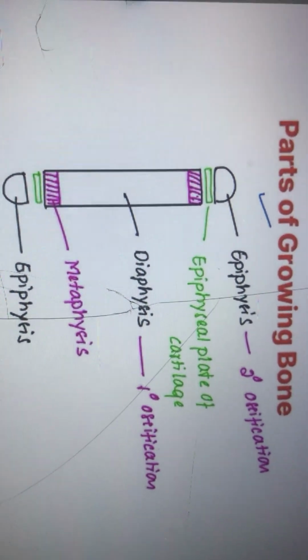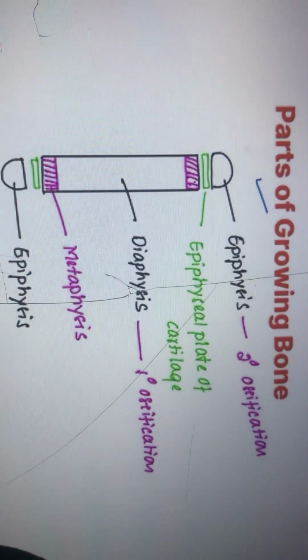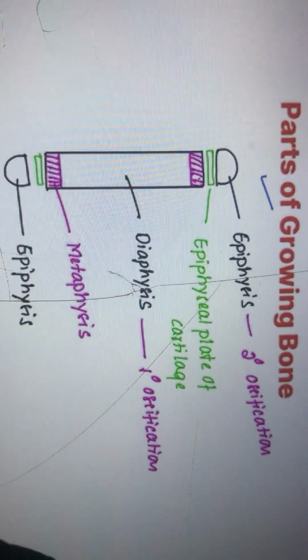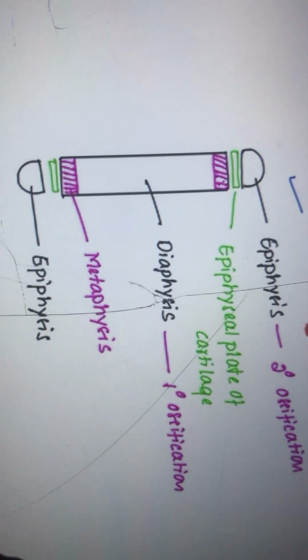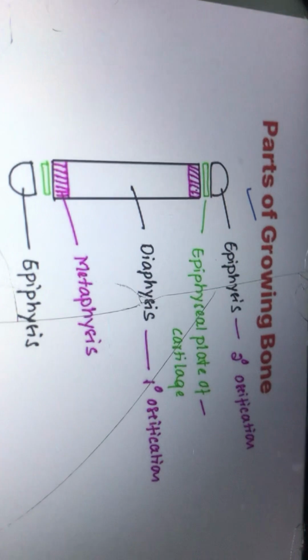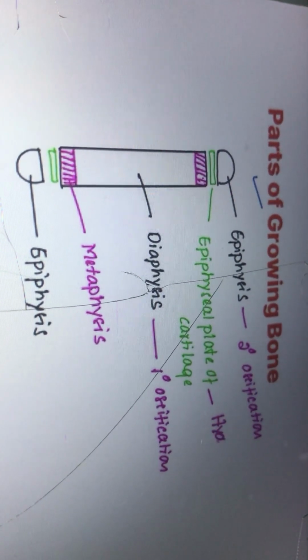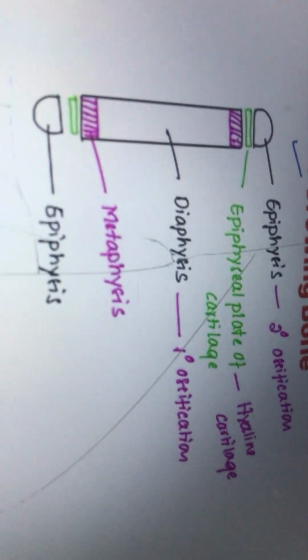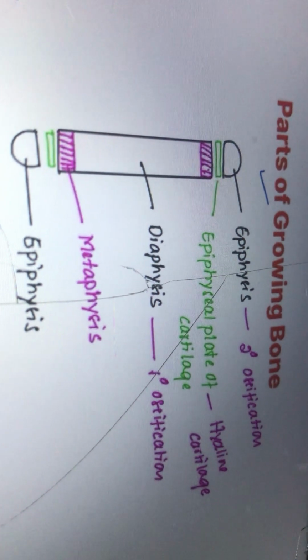So that is the definition of epiphysis and diaphysis. Epiphysis is the ends of the bones that develop from secondary centers of ossification, whereas diaphysis is the middle part of the bone that develops from primary center of ossification. Right. Then what about the epiphyseal plate of cartilage and metaphysis? Remember, the epiphysis and the diaphysis are separated by a thin plate of hyaline cartilage, right? So this is what is known as the epiphyseal plate of cartilage. The fusion between the epiphysis and the diaphysis occurs because of growth of hyaline cartilage, right?